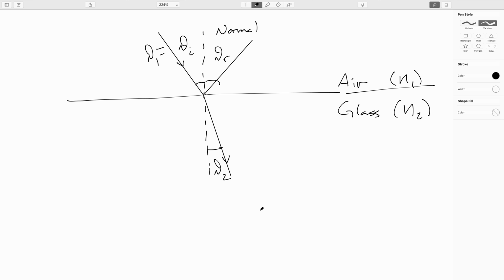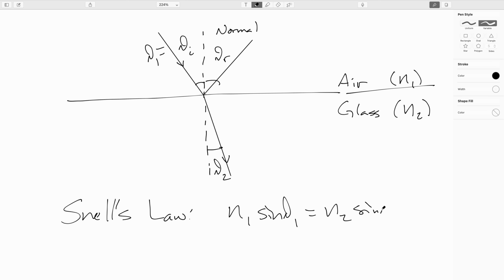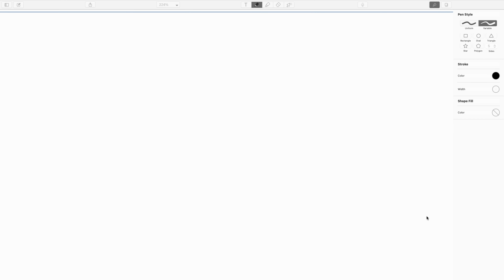Now, the relation between the angles is given by Snell's law. And this says that n1 sine theta 1 is equal to n2 sine theta 2. So here where n2 is bigger, we're going to need sine theta 2 to be smaller, which means that theta 2 will be smaller. So if you're going from a low index to a high index, you'll bend towards the normal. Similarly, if you go from a high index to a low index, you'll bend away from the normal. So again, we can prove Snell's law here using Huygens principle.